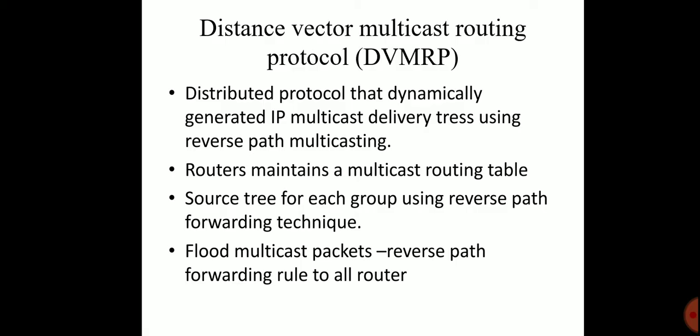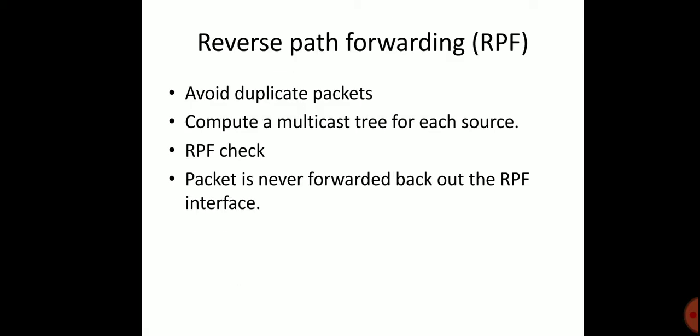Now, the second one is reverse path forwarding. Reverse path forwarding uses the distance vector, in distance vector multicast protocols. What is the reverse path forwarding technique? In this technique, to avoid duplicate packets in the data link layer, it computes a multicast tree for each source and performs the RPF check, that is, the reverse path forwarding check. Finally, the packet is never forwarded back out the reverse path forwarding interface.